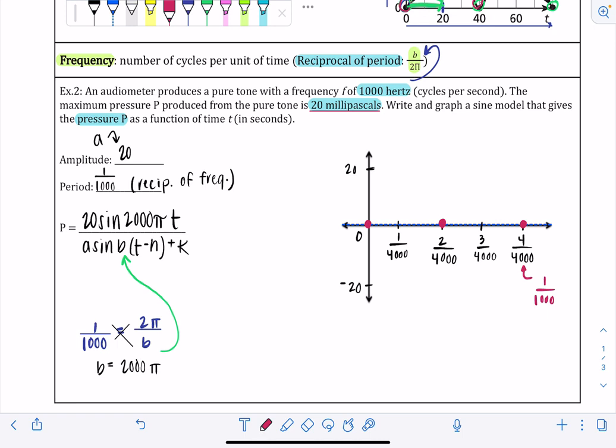And then from there, there's no reflection or anything, so at our quarter of the way mark, we're going to go up to a maximum. So at 1 over 4,000 will be up at 20, the maximum, which is 20 above the midline. And then our 3/4 mark at 3 over 4,000 will be at negative 20 down here at the minimum. And then from there, we can just connect them. And then we're good. We have a model that gives us the pressure P as a function of time. So it's going up to 20, down to negative 20, and oscillating between the two the entire time.